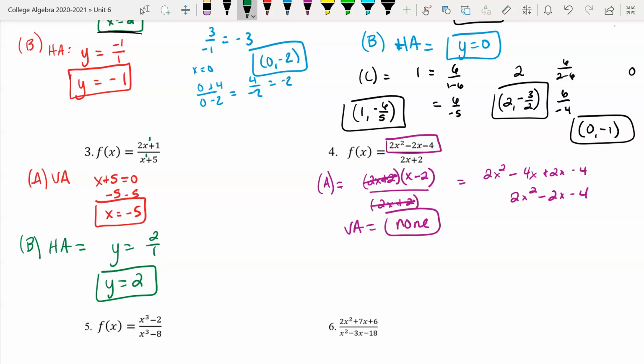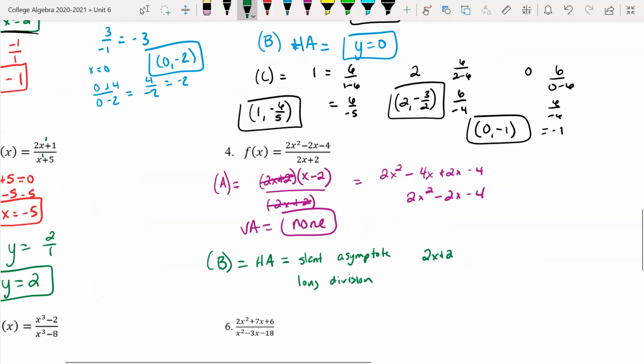Okay? And then the horizontal asymptote on this one, because the degree on top is 1 bigger than the degree on bottom, this is called a slant asymptote or an oblique one. And you have to do long division. So I would do 2x plus 2, and this is why we did polynomial division. 2x squared minus 2x minus 4. So what do I got to multiply 2x squared by to get to 2x? Well, that would just be x.